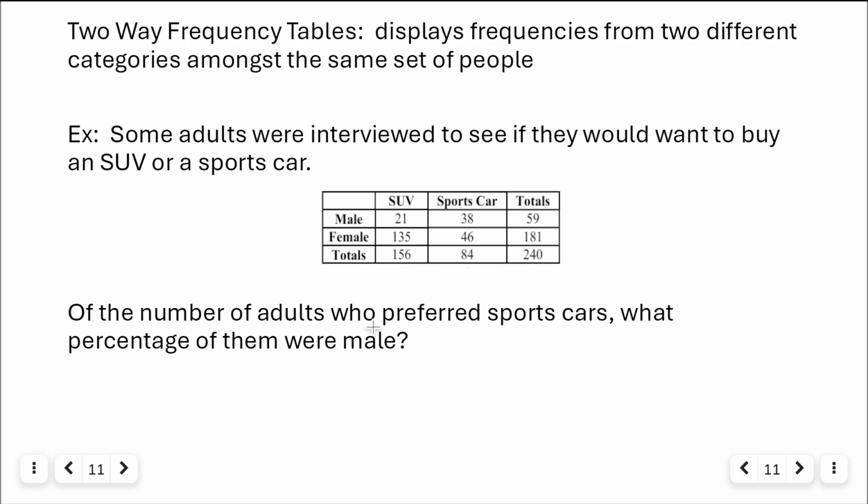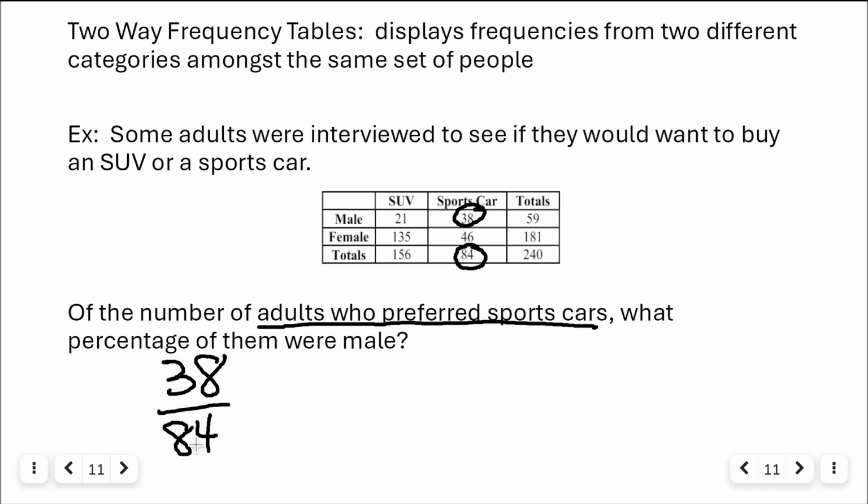So the number of adults who preferred sports cars. How many people like the sports car? 84. What percentage of them were male? How many of the people who like the sports car were males? 38 people who like the sports car were males. So the percentage is 38 out of 84.